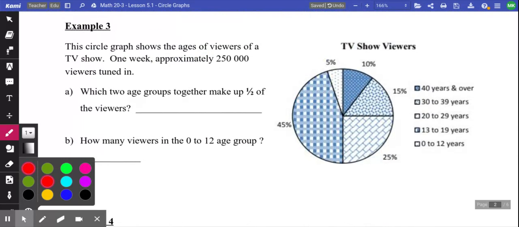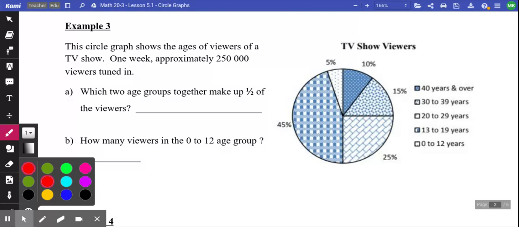We got another one right here. Might be good to just pause and see if you can do the question on your own, if you want to take a second. I'll write it out. It says, this circle graph shows the age of viewers of a TV show. In 1 week, approximately 250,000 viewers tuned in. Which two age groups together make up half of the viewers?